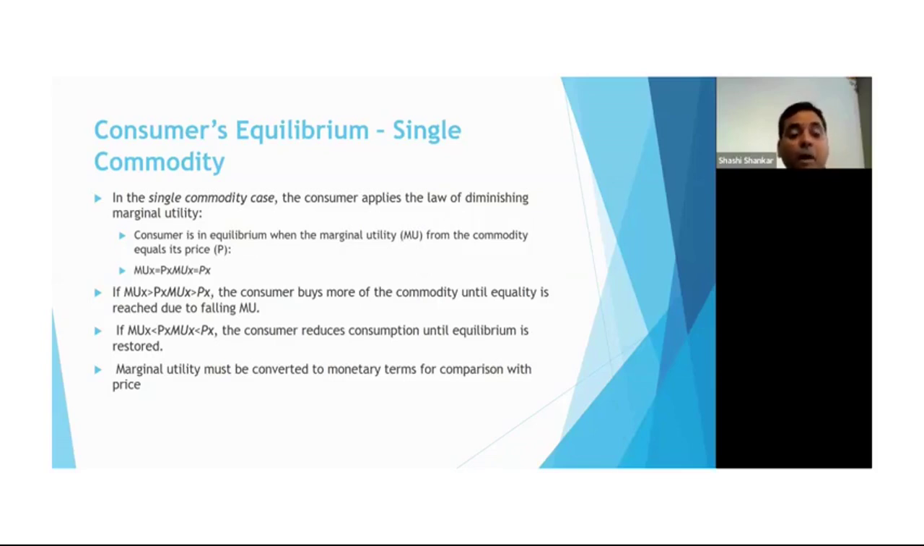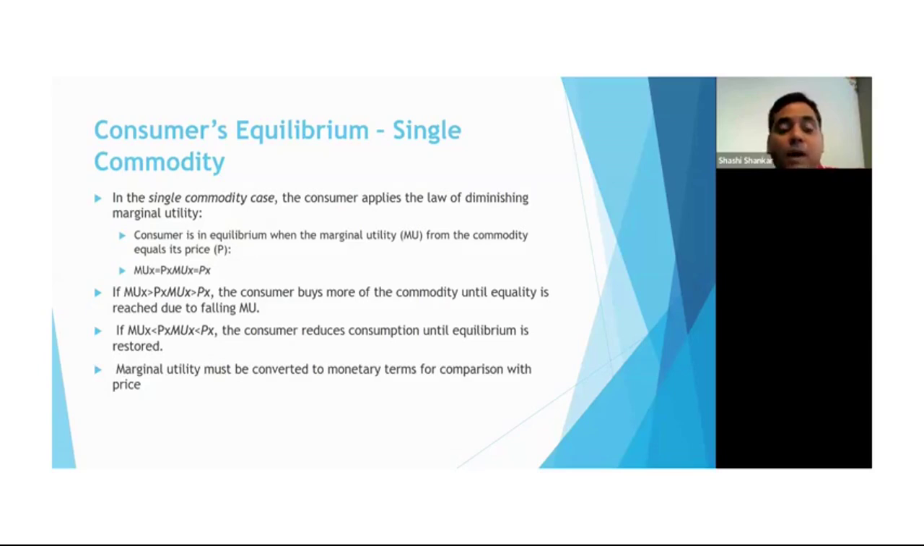If marginal utility is greater than the price, the consumer buys more of the commodity until equality is reached due to falling marginal utility. Let me emphasize this once again. The consumer buys more of the commodity, and till what time? Until equality is reached due to falling marginal utility. Please note it down.